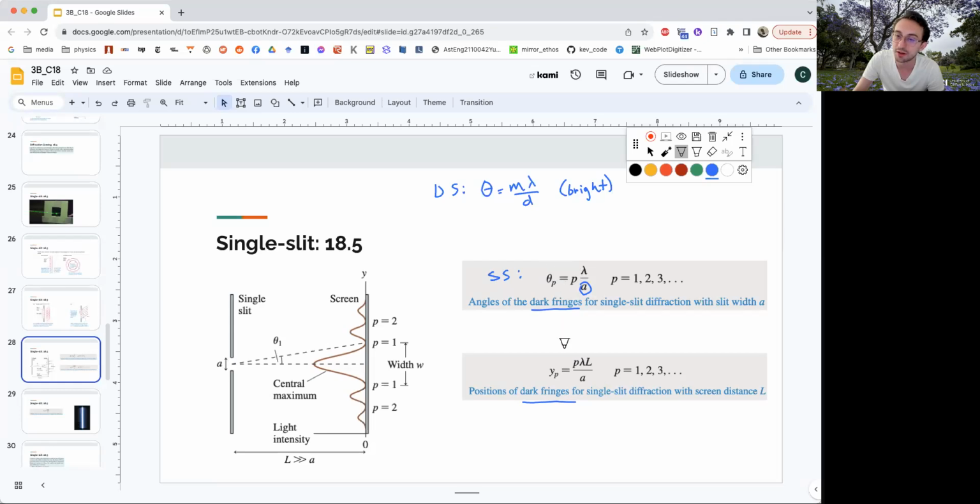And then we can use the small angle approximation to convert that into a height. So if we wanted to find the height of the second dark spot, so that would be from here up to this P equals 2. So this would be our y sub 2, and we would just say that this is given by the formula 2 lambda L over A, where again, L is that distance from the slit to the screen, and A is the width of the slit. Okay, so the important thing is it's very similar to a double slit, but this is the positions of the dark spots, not the bright spots. So that's an easy thing to make a mistake on.